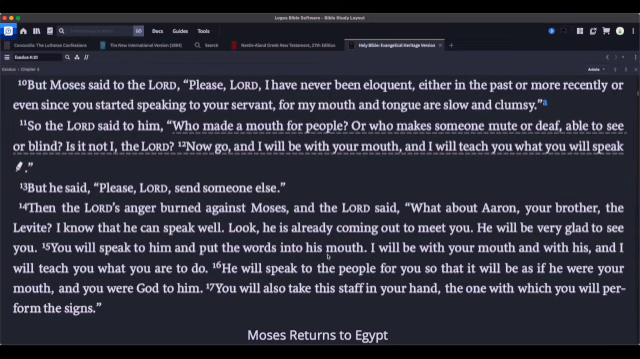I will be with your mouth and with his, and I will teach you what you are to do. He will speak to the people for you, so that it will be as if he were your mouth and you were God to him. You will also take this staff in your hand, the one with which you will perform the signs."